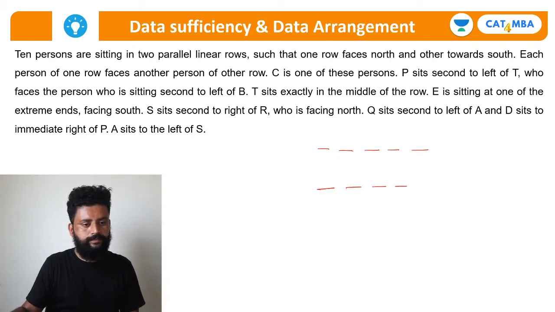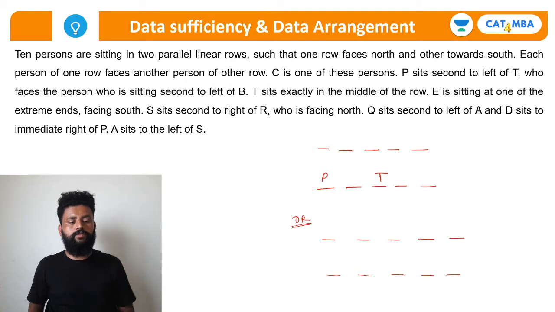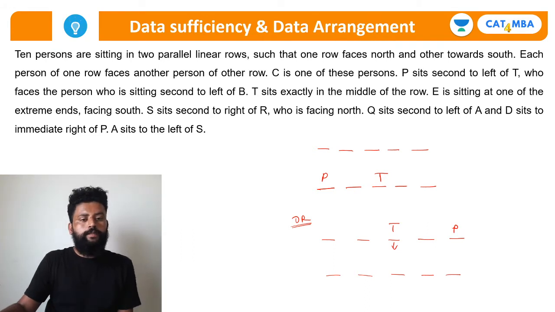So this row will face north and the upper row will face south. We can have one more because we have two possibilities for T. Okay, so let's try it. One way, T is here. One of the arrangements must be right. So P sits second to the left of T. If T is here, P must be here. Right? That's the best way to do.